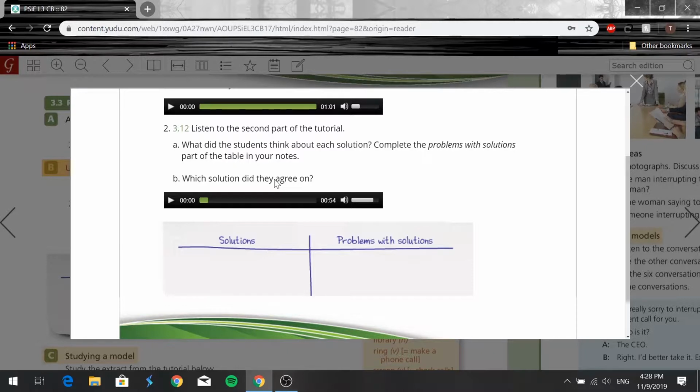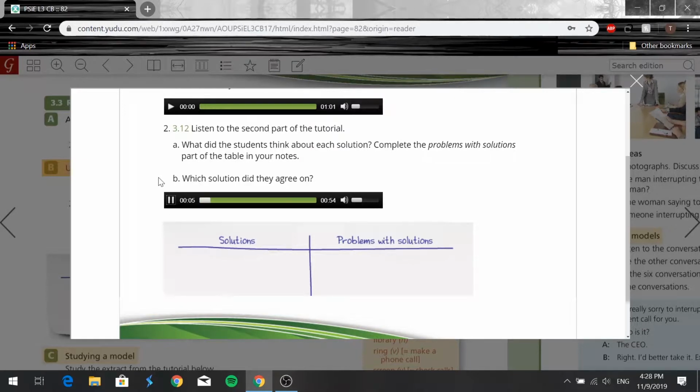Now let's go to B2 here. Listen to the second part of the tutorial. What did the students think about each solution? Complete the problems with solutions part of the table in your notes. Alright, so let's listen to the second part. Here we go. Track 3.12.